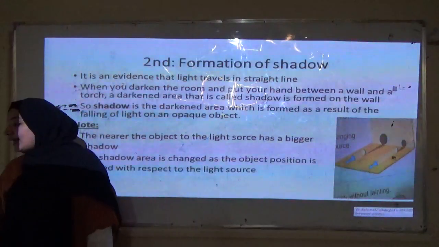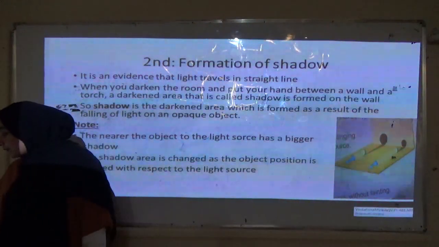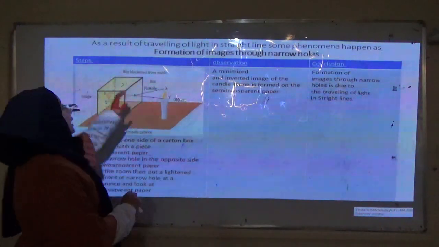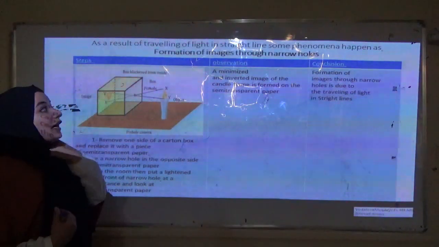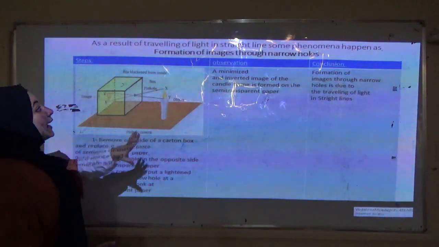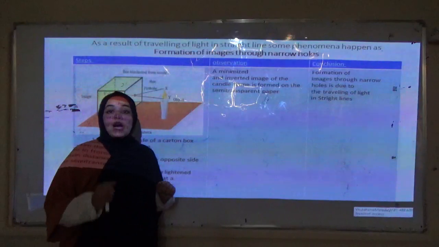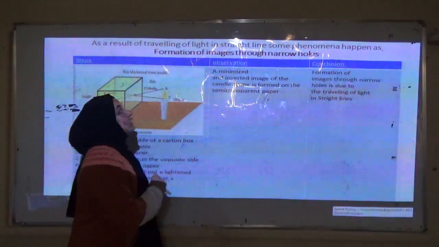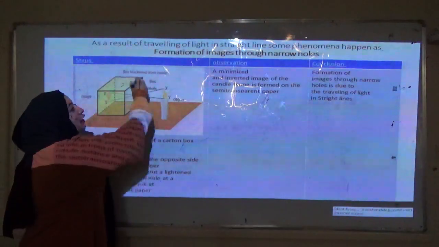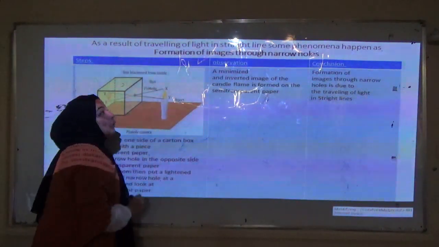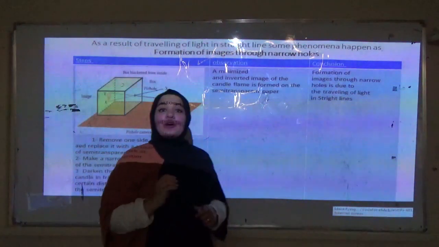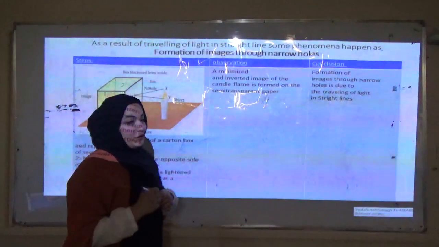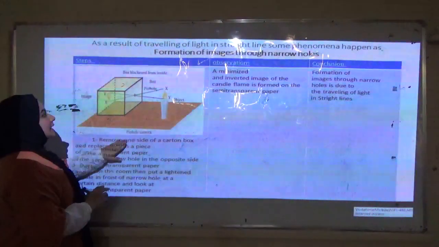Now, I have another experiment. As a result of light traveling in a straight line, some phenomena might happen. What is this phenomenon? Formation of an image through a narrow hole. Formation of what? Of an image through a narrow hole. What is the meaning of this? Let us discuss this experiment.